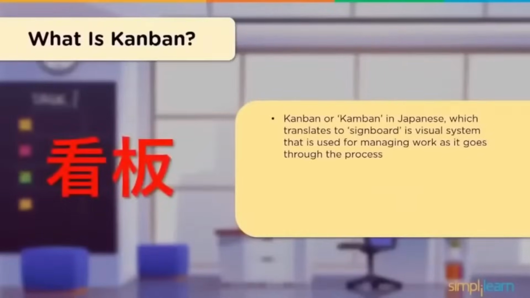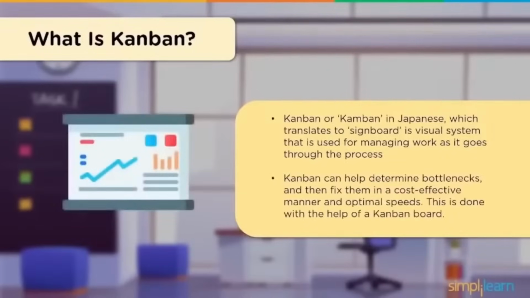Kanban comes from the Japanese word kanban, which literally means signboard. Like Scrum, Kanban is a popular Agile framework that is a visual system by which the work can be managed with ease as it progresses. Kanban uses something known as the Kanban board to make these things possible. With this, you can easily identify bottlenecks and then fix them cost effectively at optimal speeds.